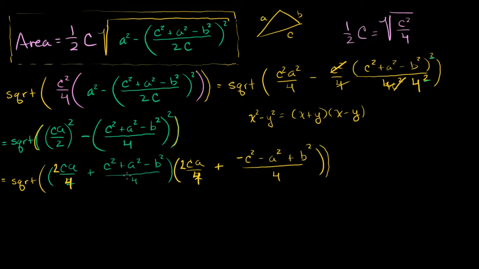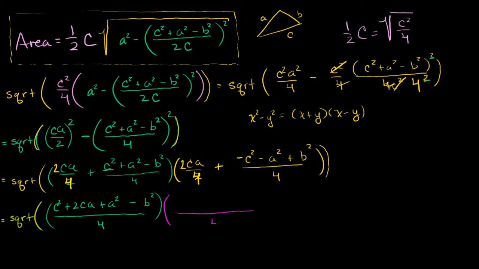And now we can add the numerators. So our whole expression is now going to be equal to the square root of this first expression, which will become, and I'm going to write it this way, c squared plus 2ca plus a squared minus b squared, all of that over 4. That's our first expression. And then our second expression is going to become, well, everything's going to be over 4, so I'll just write that right now, everything over 4.